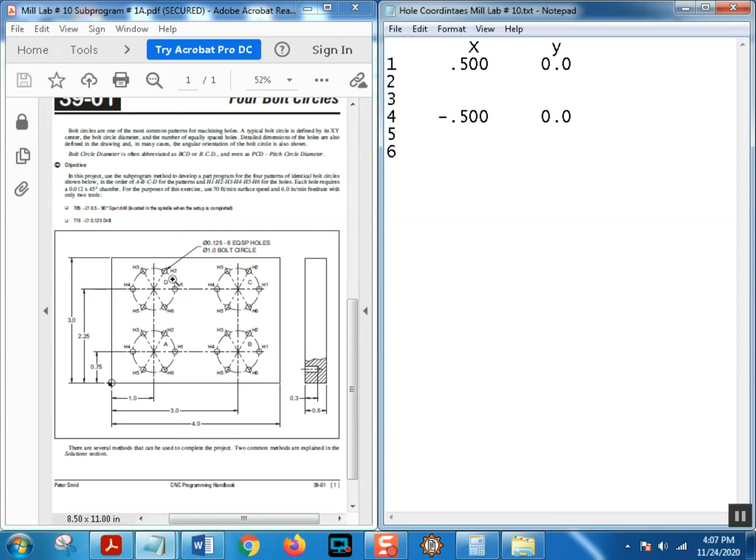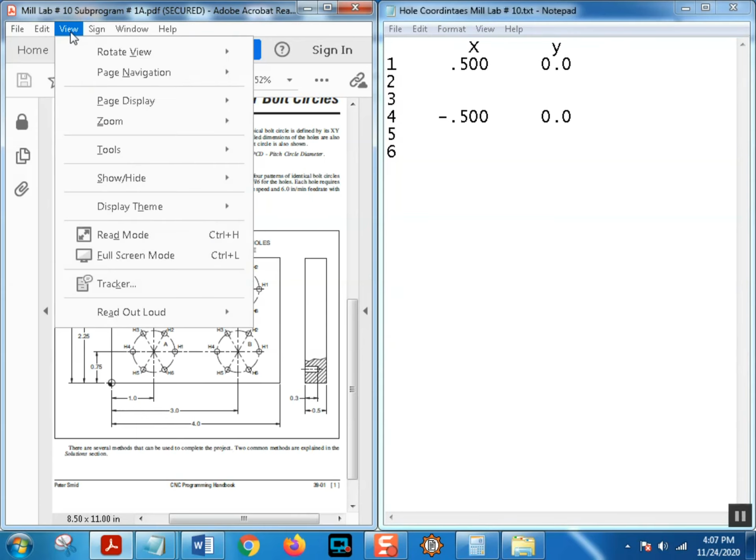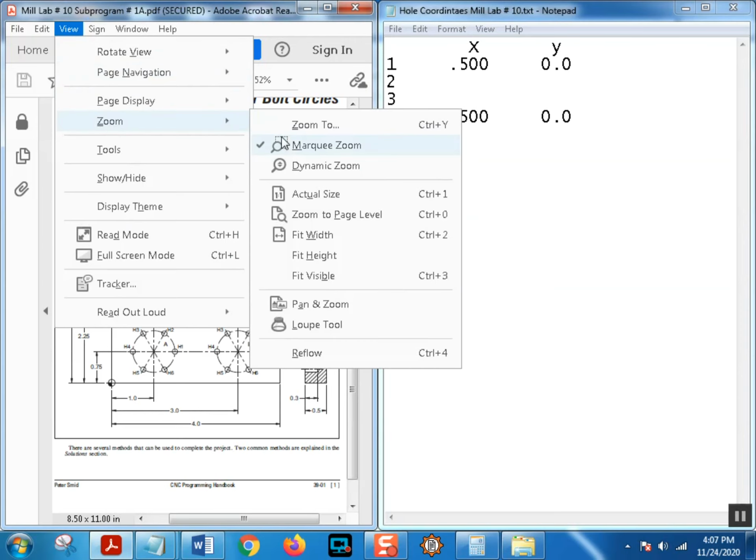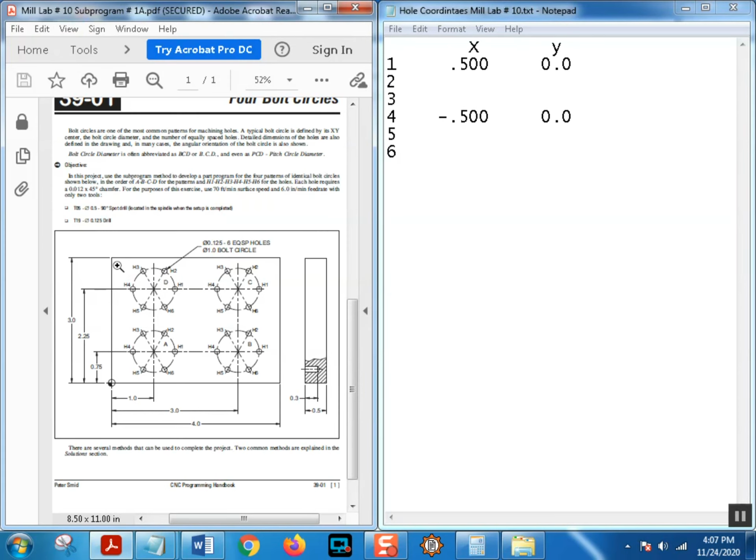Okay, so let's just go to H2 first. Now the angle, remember I said what you want to do is take the angle, so we want to know the angle. Let's zoom into that a little better here. Let's do some more marquee zoom. I'll zoom into this a little bit better here.